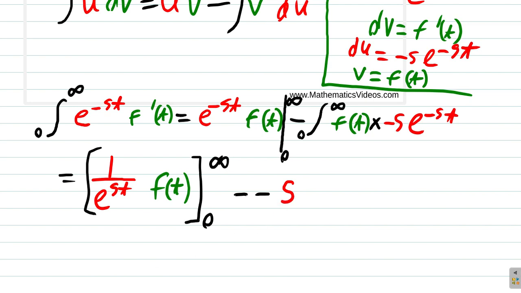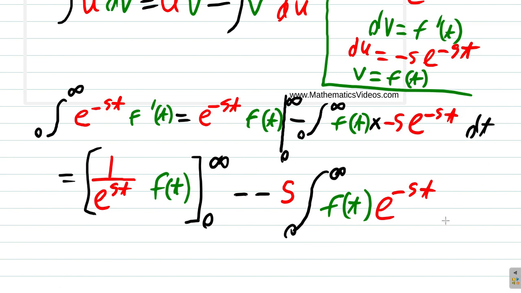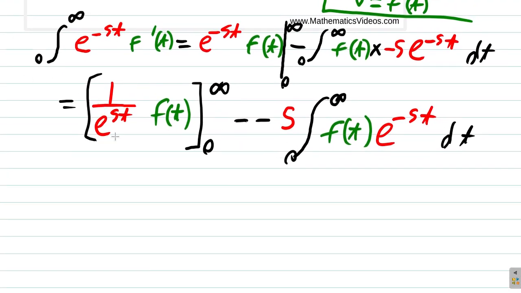So it's s and then integral from 0 to infinity of f of t. Then we have e to the negative st. The dt should be here. I left that part out earlier. I don't need a bracket around it. dt. We're integrating with respect to t. Alright? So let's deal with over here now.